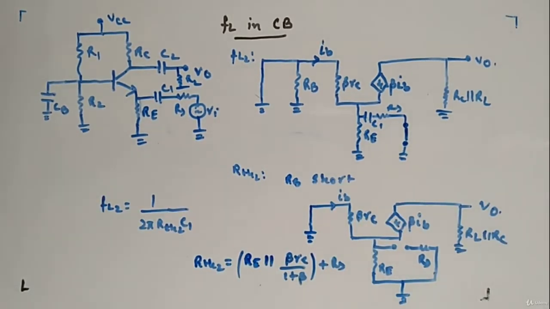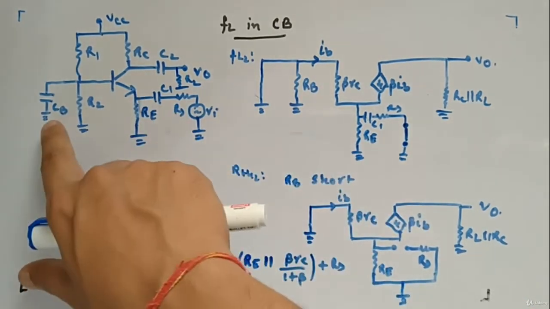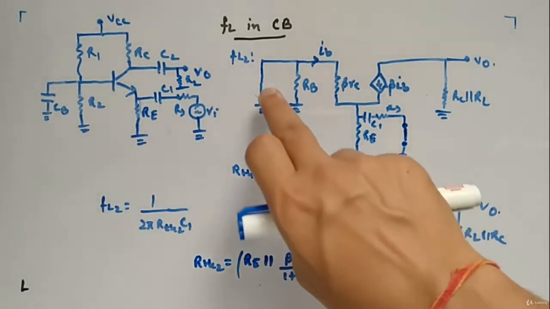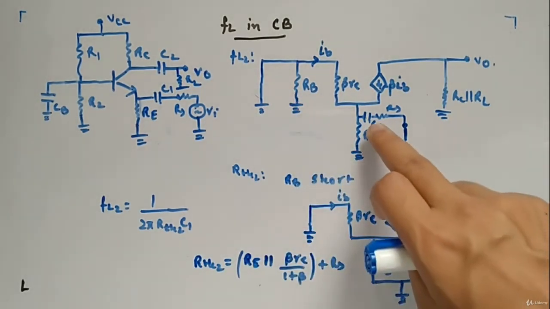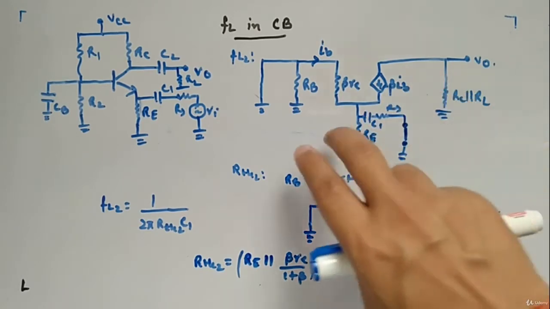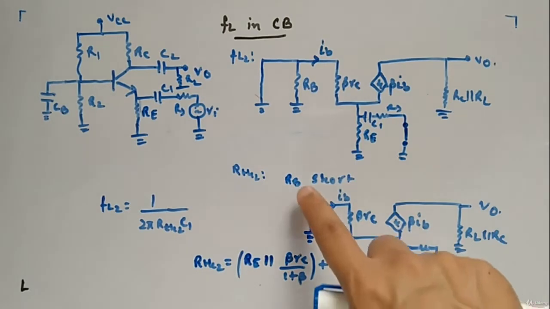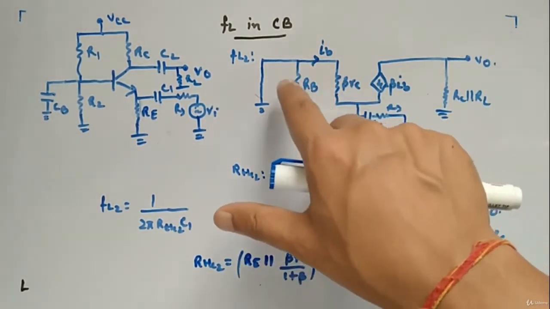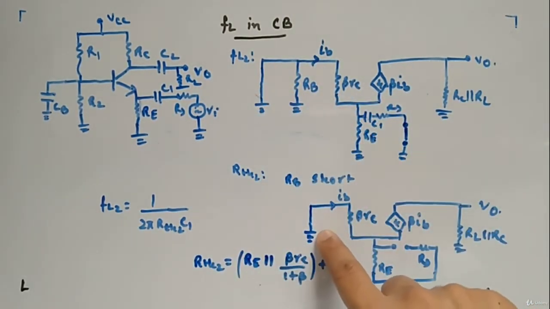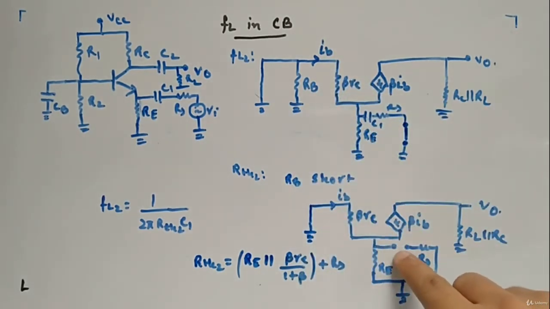Now let's look at FL2, which is corresponding to C1. So CB is short, C1 is active, and C2 is short. Because RB will be shorted with this parallel guy, it will be replaced by a simple short branch, then IB, then beta RE. From here we have to look for resistance RS, ground, beta IB, RL parallel RC.